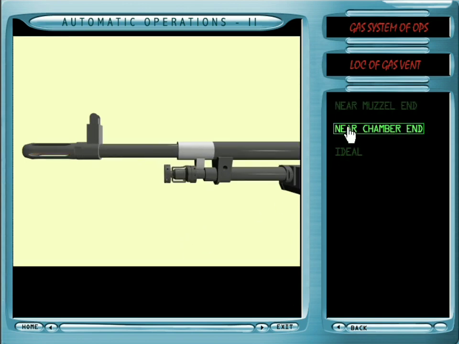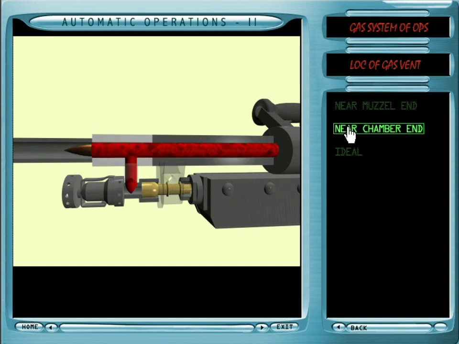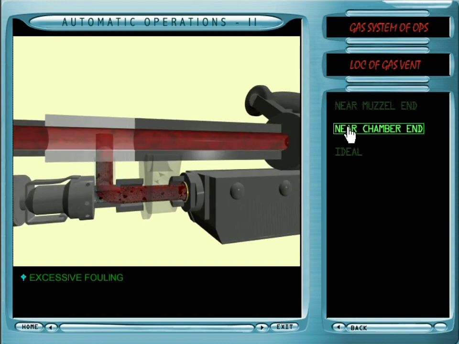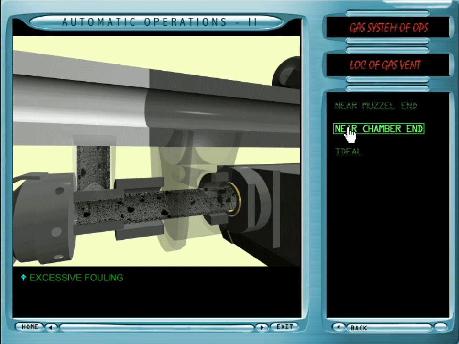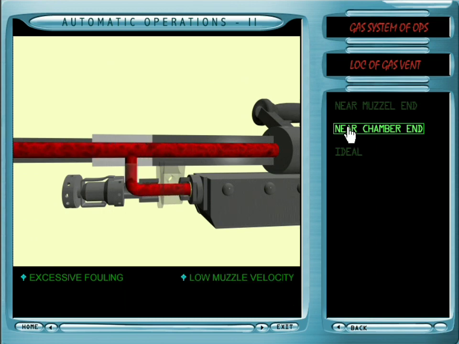Location of the gas vent near the chamber end. Once the gas vent is located near the chamber end, unburned gases will enter the cylinder. As a result, it will lead to excessive fouling. Also, the hot gases will erode the gas vent. As the gases will be tapped before they have done their useful work, it will affect the muzzle velocity and thus the ballistics of the weapon.